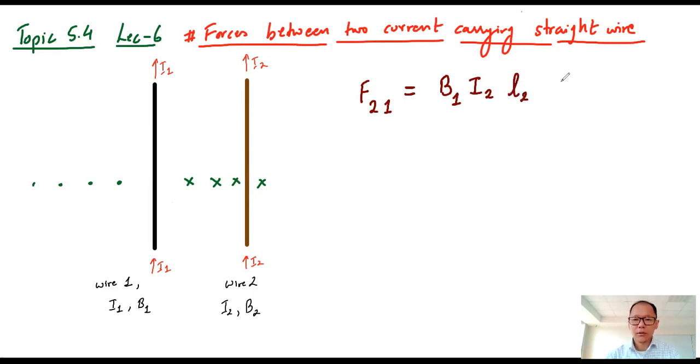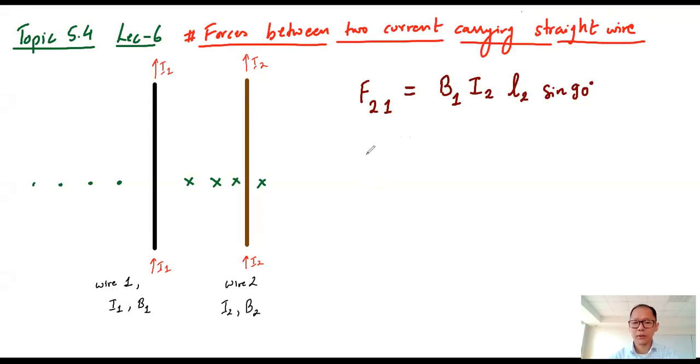And sine theta is just sine 90 because it's perpendicular. The direction of the current and the magnetic field is perpendicular, right? So sine 90 is 1. I'll just write sine 90 so that we don't get confused. So this is the force acting on wire 2 due to wire 1. That's the magnitude of the force acting on wire 2 due to wire 1.